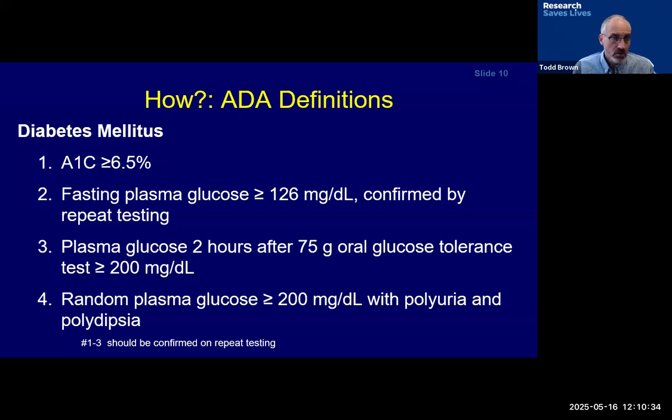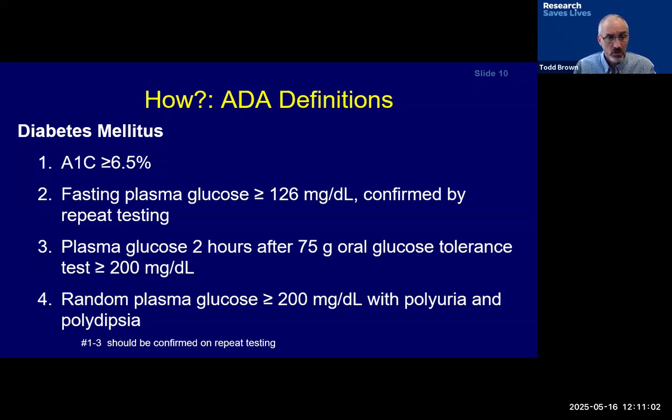The other relatively new, not so new anymore, is hemoglobin A1C. It has some advantages: you don't have to be fasting, you don't have to do anything special. It gives you an integrated view of glucose control over a 3-month period, the life of the red cell. So there are some appealing aspects of it. And 6.5 or greater is considered diabetes.